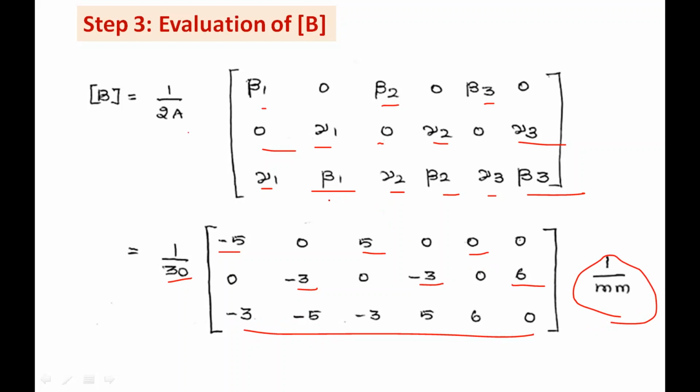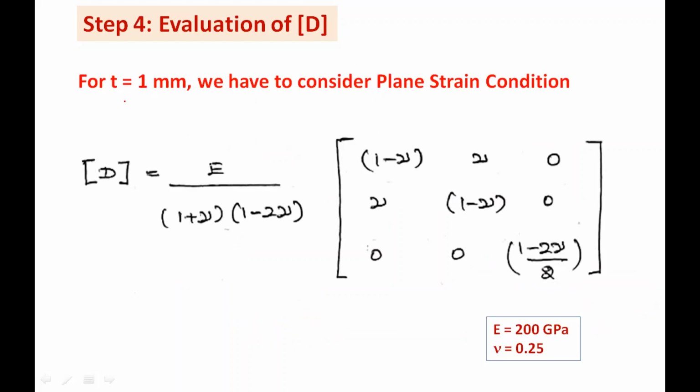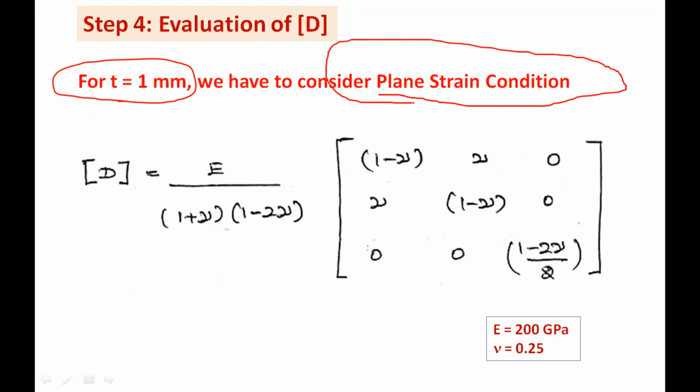Next we have to find the D matrix, constitutive matrix. Now in the question it is given as 1 mm. We have to understand the thickness is 1 mm means it represents the unit thickness of the element. So which is for the plane strain condition, right? So we have to consider that as the plane strain condition. So the constitutive matrix for the plane strain condition is this one, E divided by 1 plus nu, 1 minus 2 nu, 1 minus nu, nu 0, nu 1 minus nu 0, 0, 0, 1 minus 2 nu by 2. This expression we have to remember.